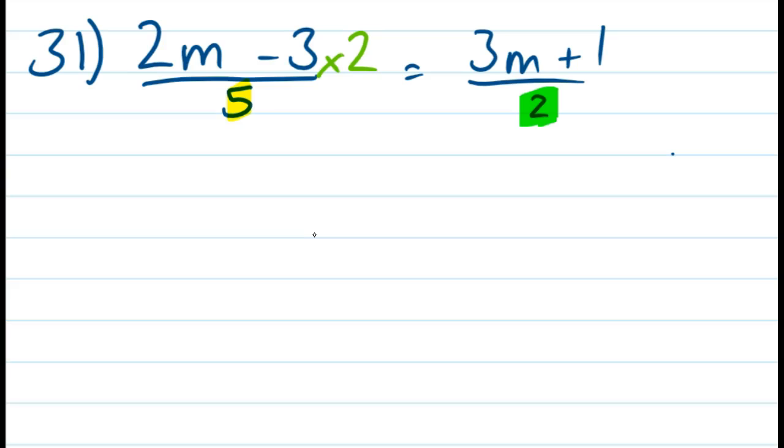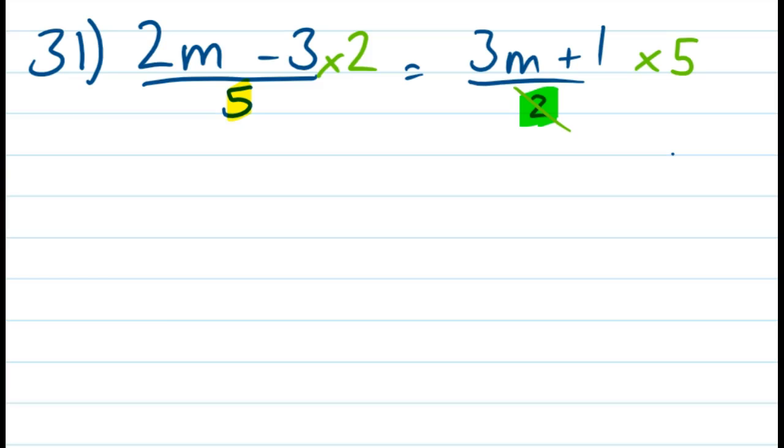And that's like timesing both sides by 2 and getting rid of this fraction on the bottom. Okay, I can do that. I can times both sides by 2, times the right side by 2 and get rid of that fraction, times the left side by 2 and be left with 2 up the top. Okay? And I can do the same thing with the 5 on the other side.